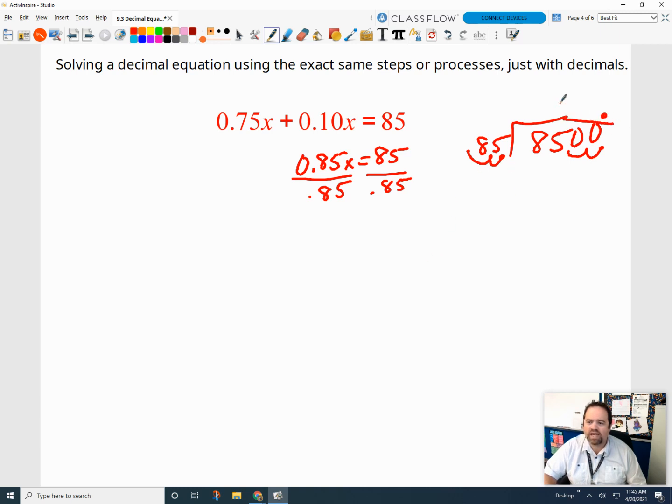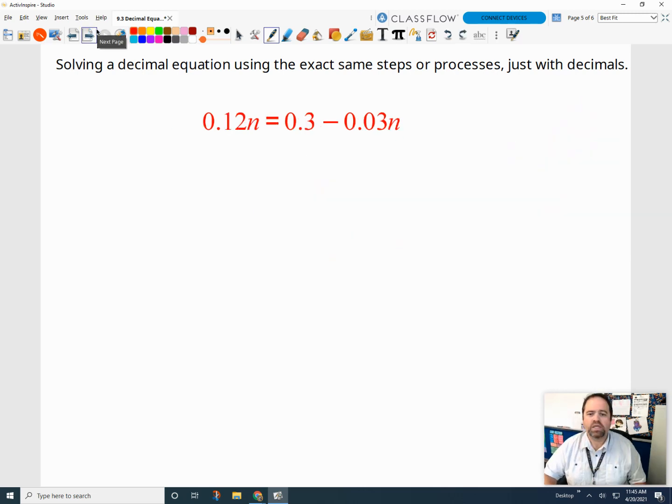Okay, 85 goes into 85 one time, and there's nothing left to divide, so I'm going to fill in with zeros. So my answer over here is 100. And if you know how decimals and multiples of 10 work, that should be a no-brainer. 0.85, if I move that 2 places to the right, it's just 85.